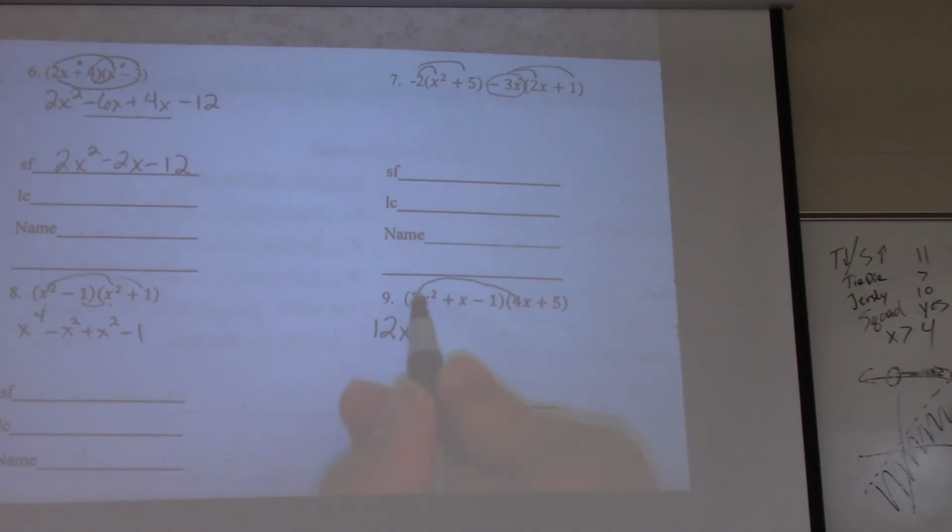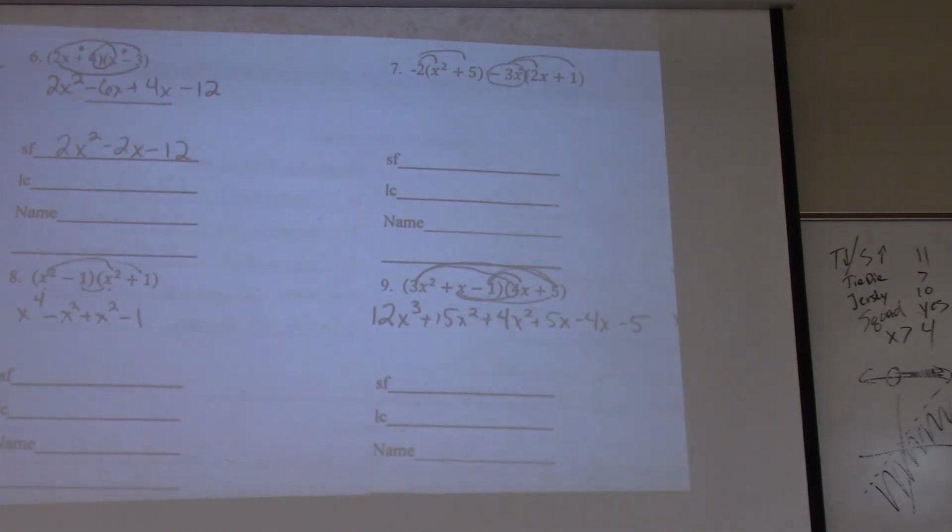Then I'm going to take 3x squared and times it by 5. What's 3x squared times 5? Plus 15x squared. Let's keep going. Let's do the x. What's x times 4x? Yep, so 4x to the 2nd. And I've got x times 5, which is 5x. I got negative 1 times 4x, which is negative 4x. And I got negative 1 times 5, which is minus 5.